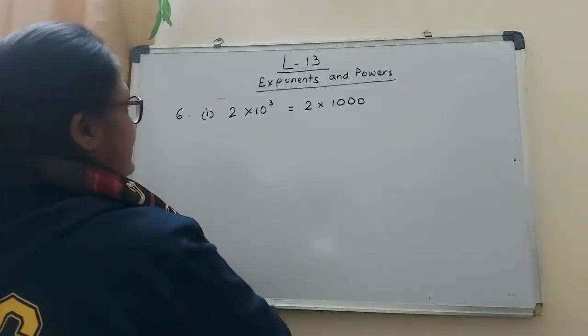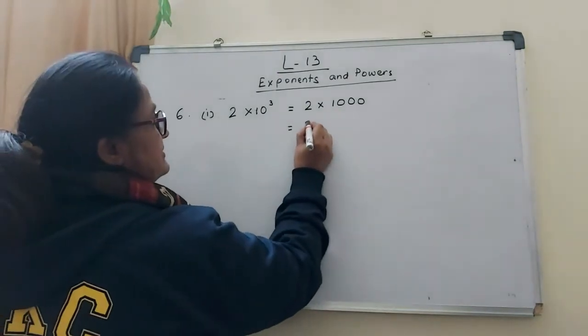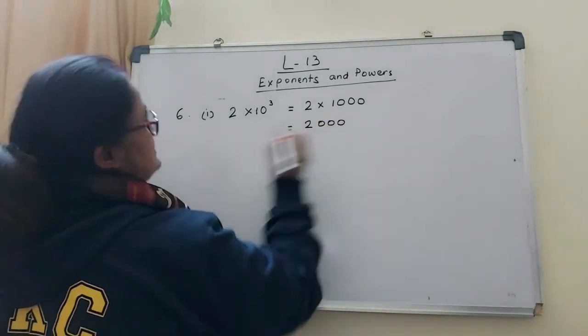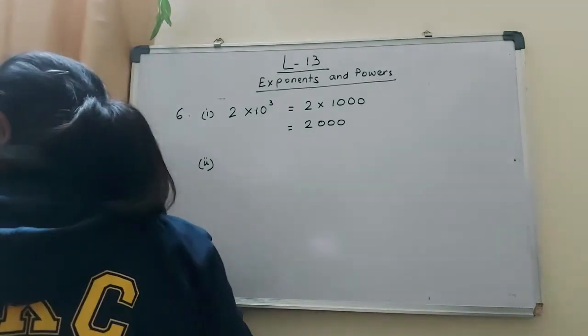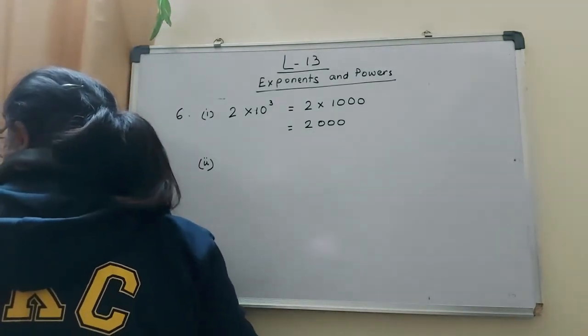So 2 multiplied by 1000 is 2000. Second one. I'll do one more, then I shall leave it for you to do it.